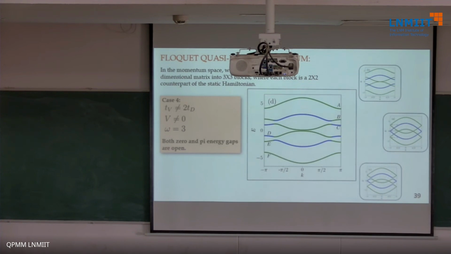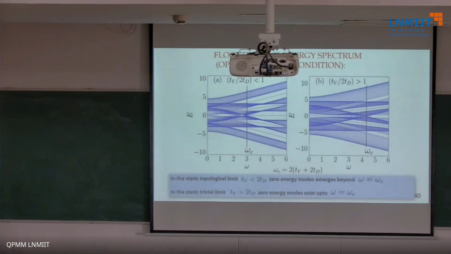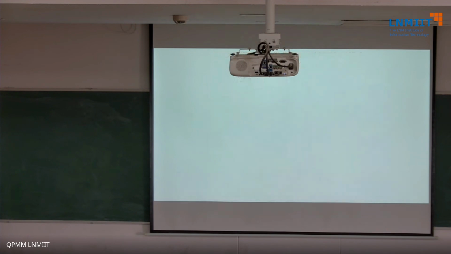And so both the 0 and the pi energy gaps, because now there are not only 0 energy gaps but pi energy gaps as well, which makes the system richer in terms of topology. And these are shown. This is something interesting because you should not have topology here, but in the presence of driving, you have a 0 energy mode here. So topology is getting enhanced.